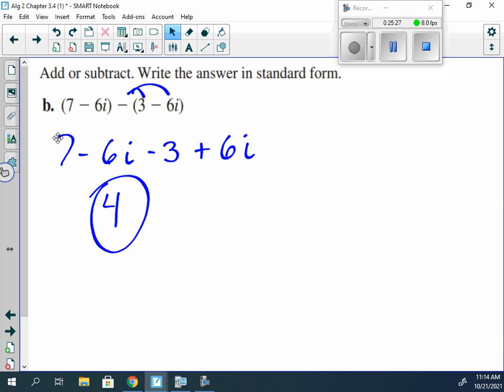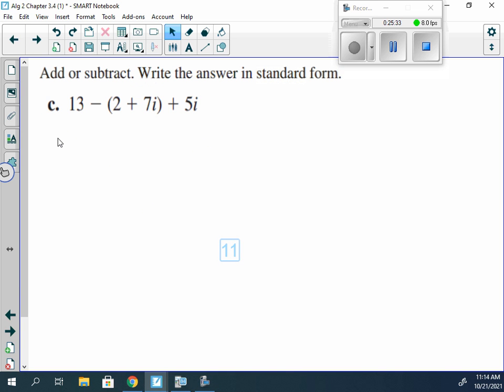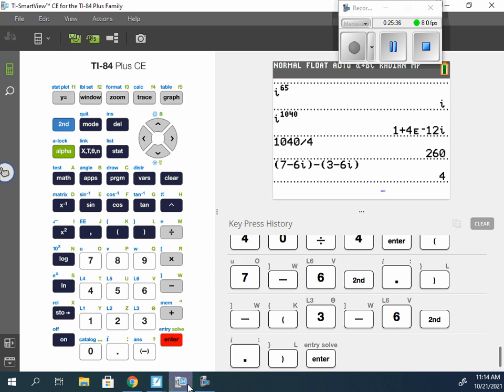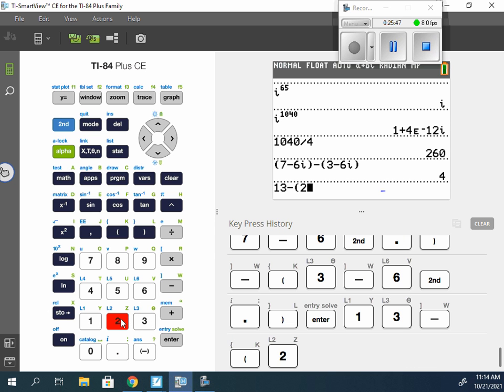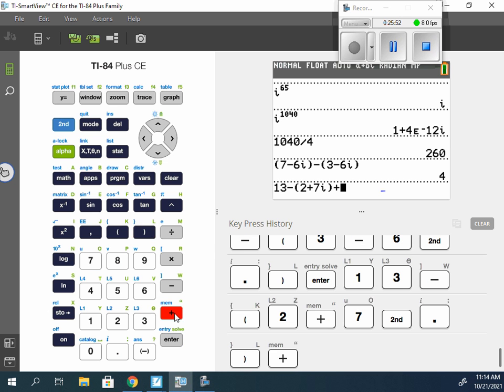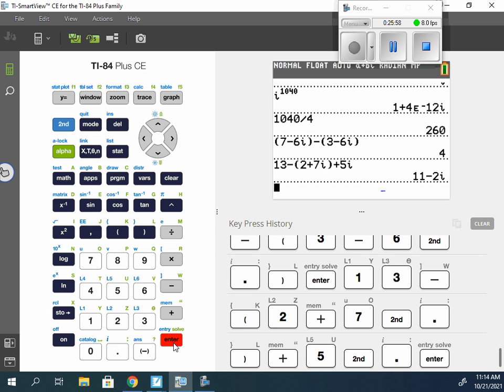So wait a minute. Will the graphing calculators do these for us with addition and subtraction? Oh, yeah. So even if we look at the next one, we can pull the calculator up and say 13 minus parentheses 2 plus 7 second i, close parentheses, plus 5 second i, enter. So the answer for this problem is 11 minus 2i.